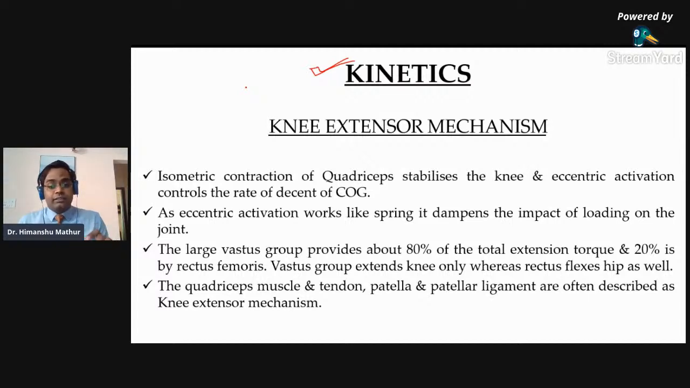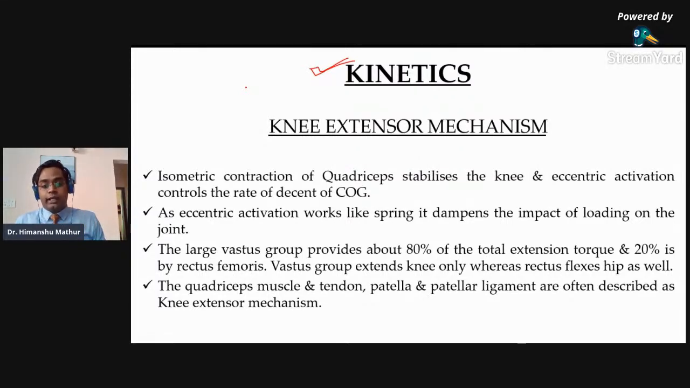Now, the vastus group of muscles is a uniarticular or monoarticular muscle group that crosses only one joint, that is the knee joint, the tibiofemoral joint. But rectus femoris is a biarticular muscle that crosses the knee joint and also the hip joint. So it acts as a secondary flexor for the hip joint and a primary extensor for the knee joint. So the force that the rectus femoris muscle applies is distributed between two joints.